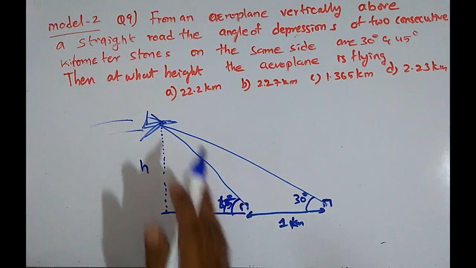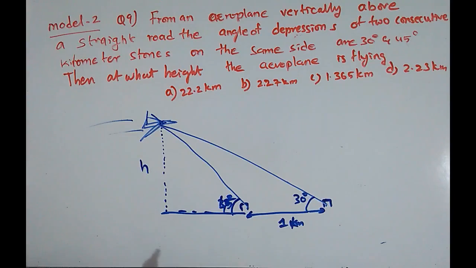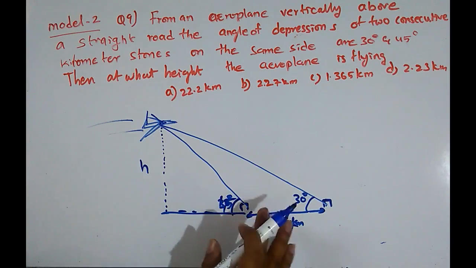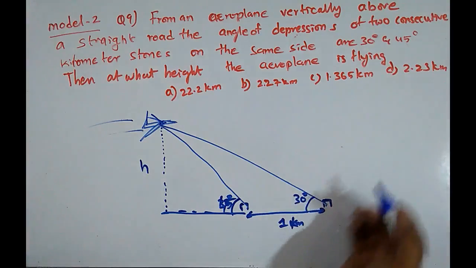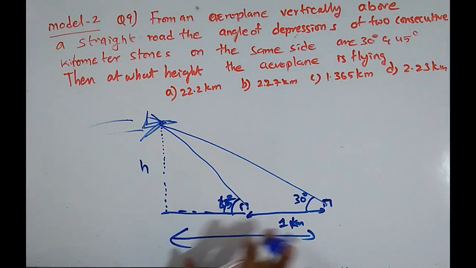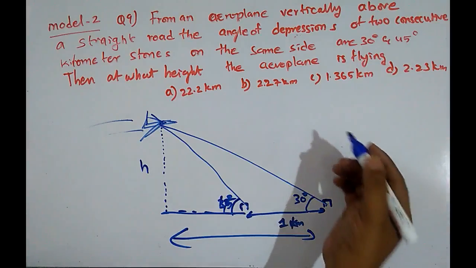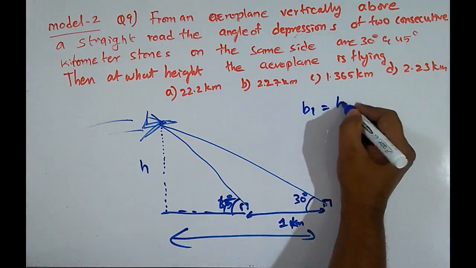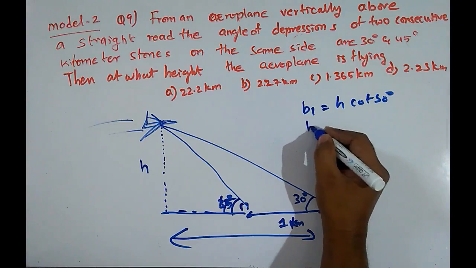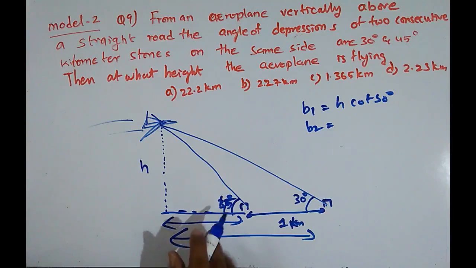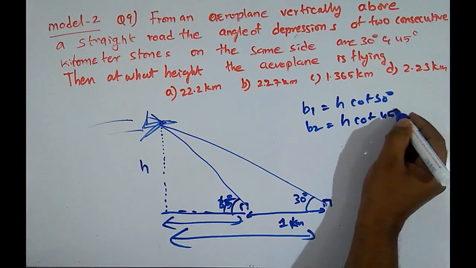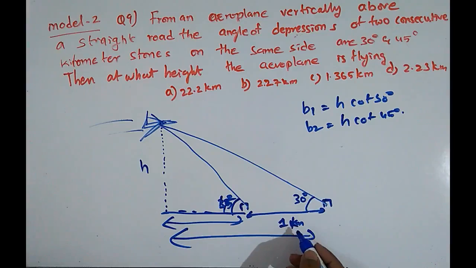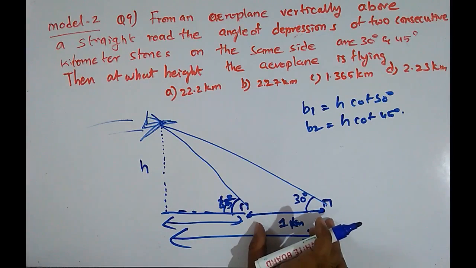The question format will change, but the procedure is the same. This model 2 has different kinds of problems. There will be ships, boats, aeroplanes, and birds, something like that, but the answer will be easy. Why? If you solve like this, we will take the first case, that is 30 degrees, and we will find the base. Base 1 is given by h into cot 30 degrees. Base 2 is given by h into cot 45 degrees, friends, and the difference between these two lengths is given by 1 kilometer.